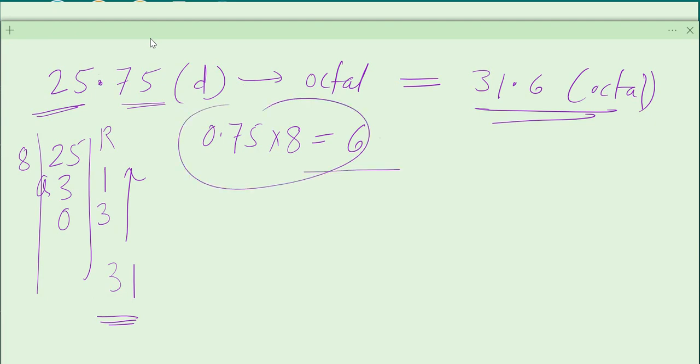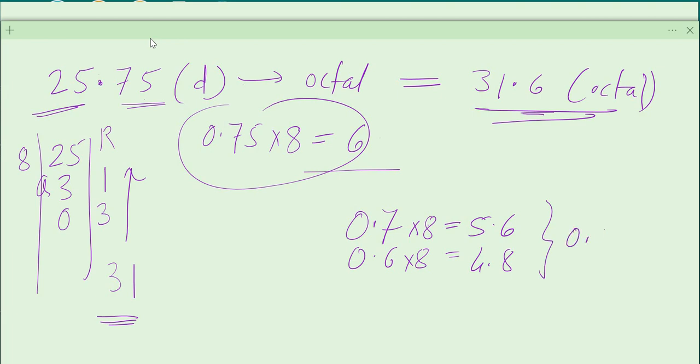Actually, instead of 0.75, suppose the number is 0.7 only, then it will not be so simple as 0.6. In that case, 0.7 into 8, you will get 5.6. Then 0.6 into 8, you will get 4.8. So the number will be 0.54 in this case. So 0.7 is smaller, and 0.54 is also small. 0.75 is bigger, so it has become 0.6. So this is the way of conversion from decimal to octal.